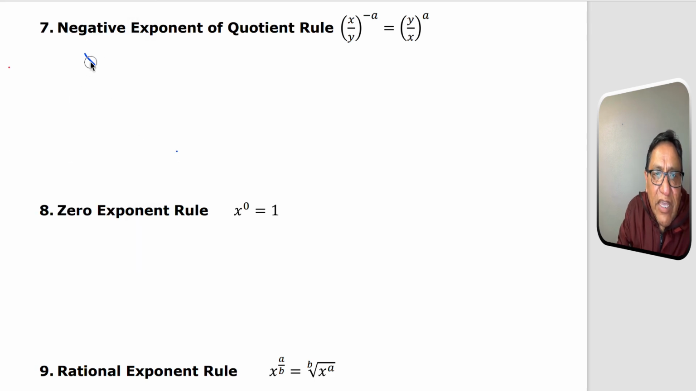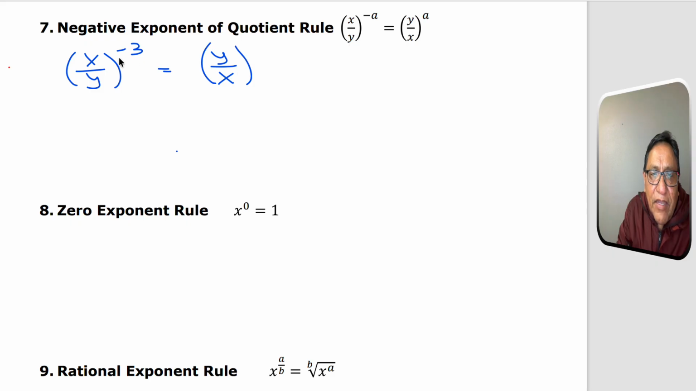So let's say that you have x over y to the negative cube. So this will be the same as y over x. So this negative cube, because we flip the x with the y, now becomes positive. Okay. It's like applying the previous rule. Also, you can do the same thing another way.